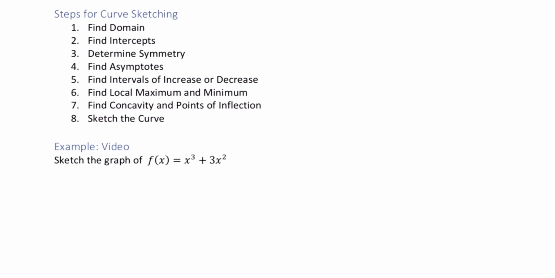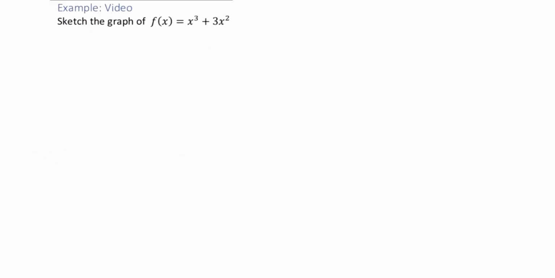When curve sketching, we'll do the following steps: find domain, find intercepts, determine symmetry, find asymptotes, find intervals of increase or decrease. That will give us local maxes and mins. Then we look for concavity and inflection points, and finally sketch the curve. For example, let's sketch the graph of f of x.